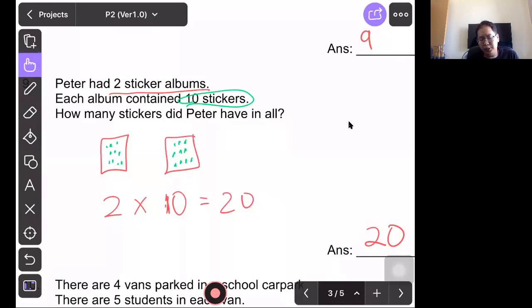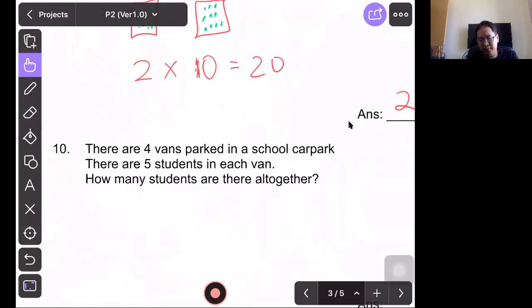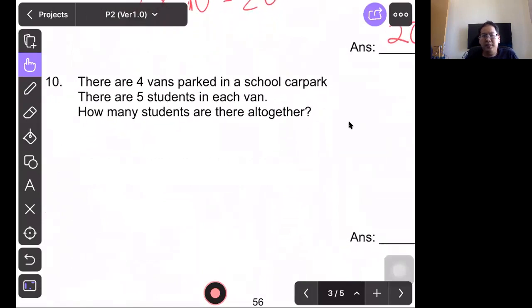Try this question. There are 4 vans parked in a school car park. There are 5 students in each van. How many students are there altogether? Okay, take some time to work it out.